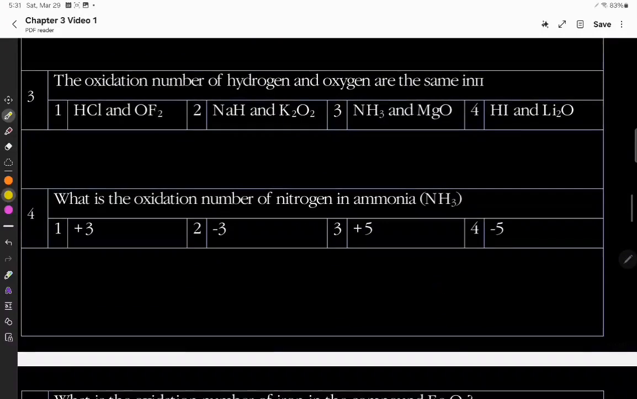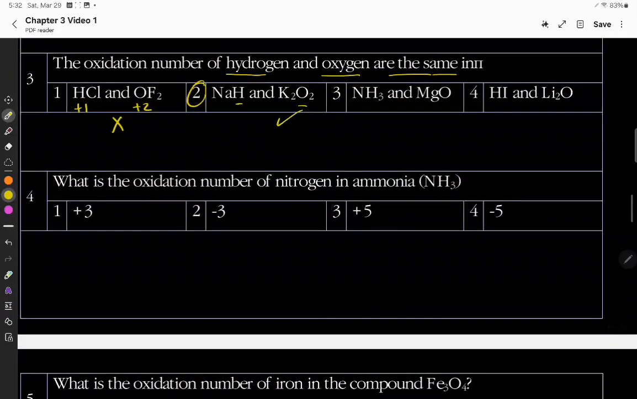Let's see here, question number 3. It says the oxidation numbers of hydrogen and oxygen are the same in which compound? Let's see. If we have HCl and oxygen, are hydrogen and oxygen the same? This is +1 and this is +2. No, it is not the same. Here the hydrogen is -1, and in this case it is peroxide, -1. So yes, this is the same. In this compound, the oxidation numbers of hydrogen and oxygen are the same.